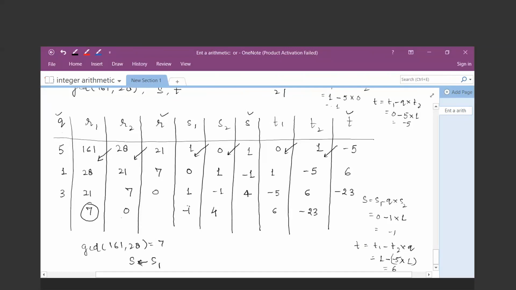And what is the value of T? T will be the value of T1. What is the value of T1? That is 6. So S will be minus 1 and T will be 6. That is the answer.